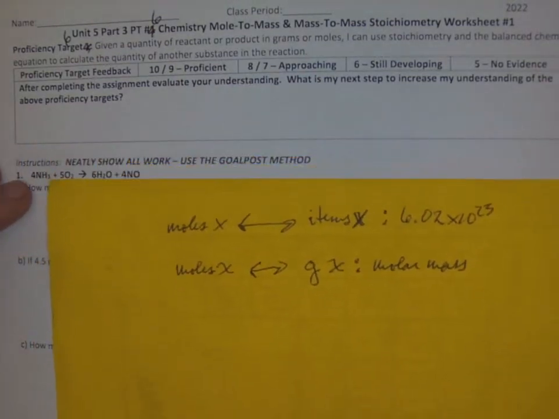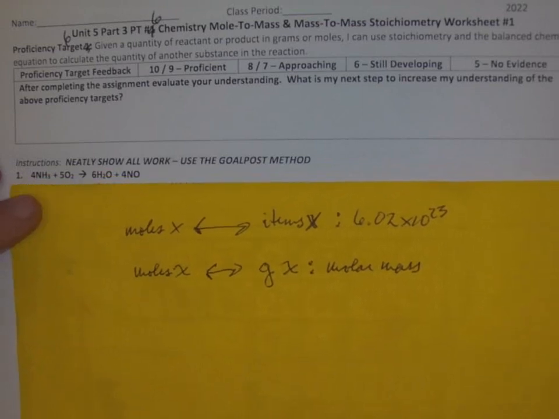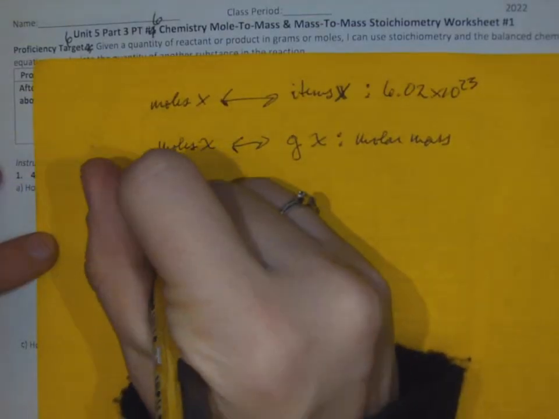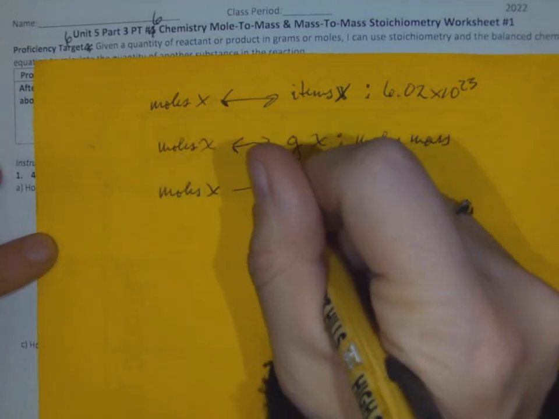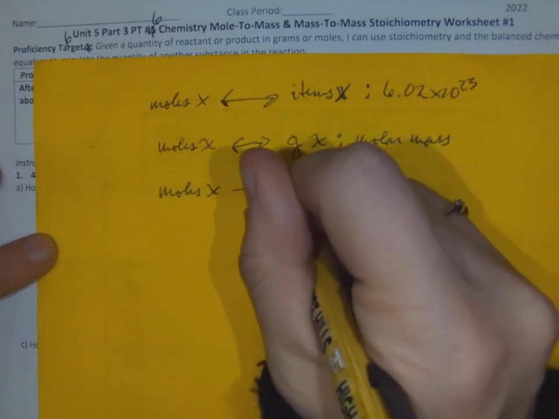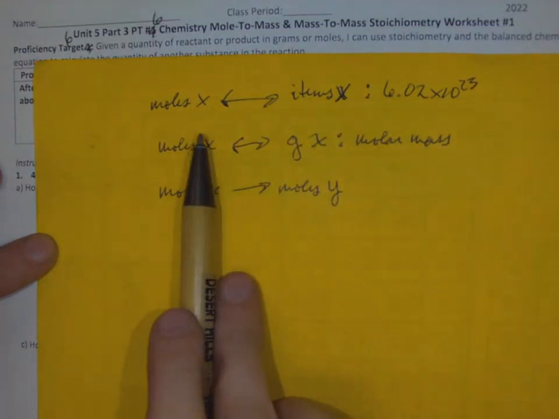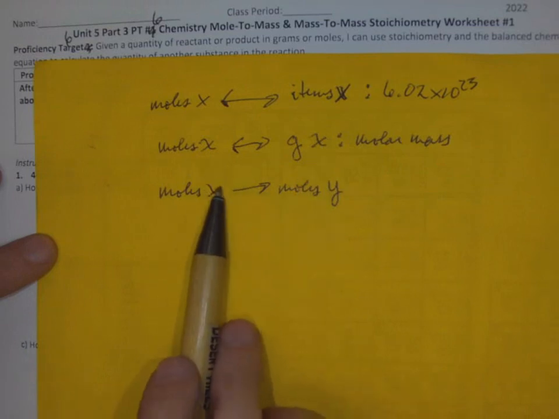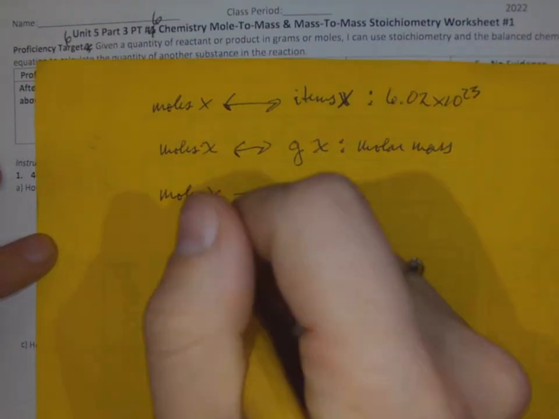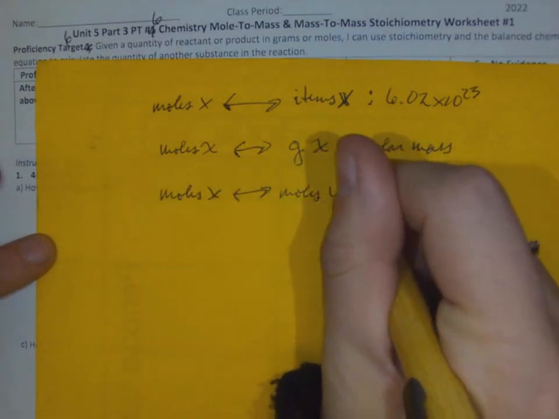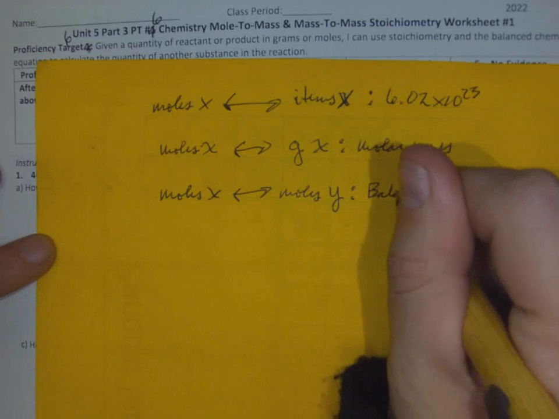Now, the new thing for proficiency target 6 is we can communicate between moles of something. And then what's cool is now we can look at moles of something new. It does not have to be the same thing on both sides when it's moles to moles. That's when they can be different. And it can go back and forth. And what we use here is the coefficients in the balanced equation.